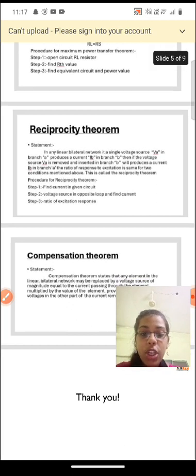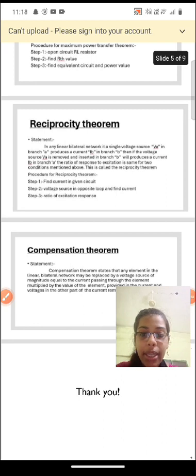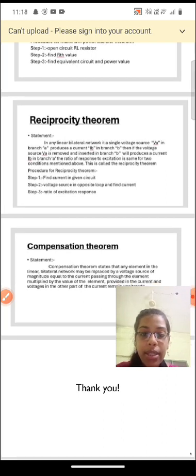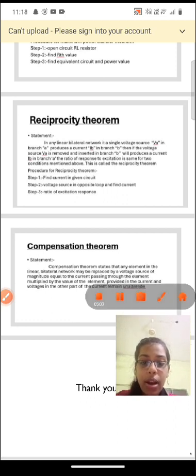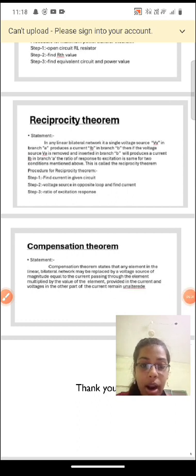Last one, compensation theorem. The compensation theorem states that any element in a linear bilateral network may be replaced by a voltage source of magnitude equal to the current passing through the element multiplied by the value of the element, provided the current and voltage in the other part of the network remain unaltered. Thank you.